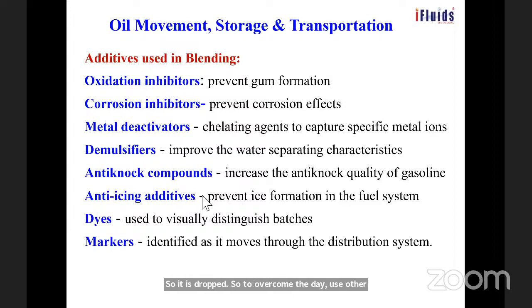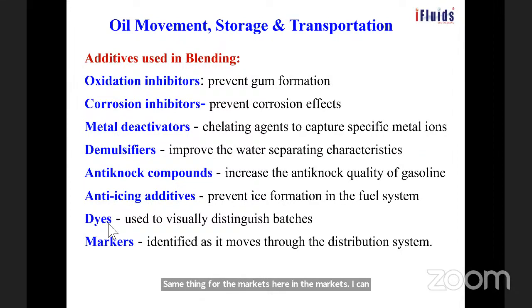Anti-icing additives are not normally used in India because you don't get that low temperature. And dyes are usually used to distinguish the batches. When one batch of, say, 1,000 barrels goes, the manufacturer will like to know which batch it was, because if any problem comes, they can easily identify it. Same thing for the markers. For the dyes also, I can tell one thing.